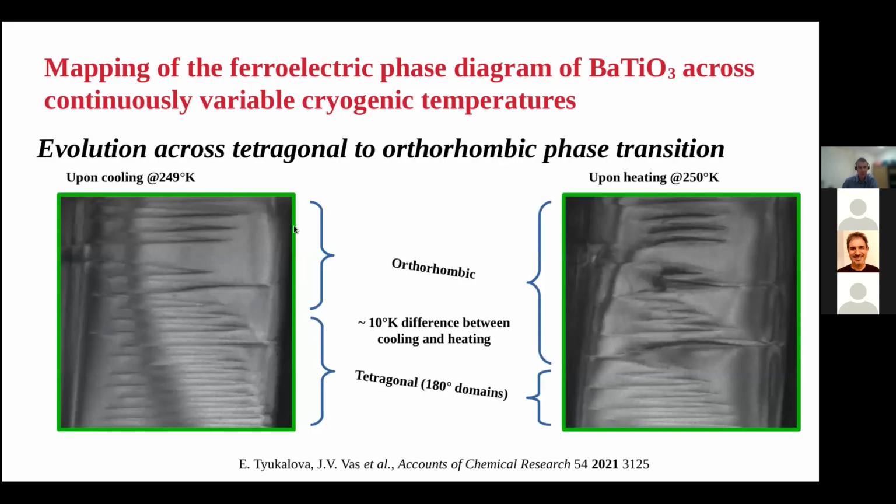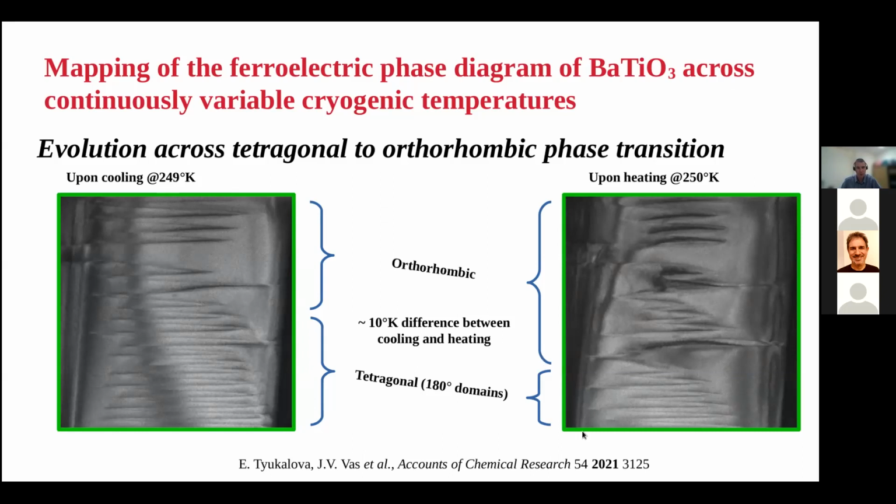And then we can study the phase transformation by going to a given temperature. We can see that upon cooling, in exactly the same area of the sample, at 250 Kelvin about half of the sample is in the orthorhombic phase and half is in the tetragonal phase. This is because the thickness of the sample is not homogeneous. So the phase transition happens at slightly different temperatures depending on the thickness of the specimen.